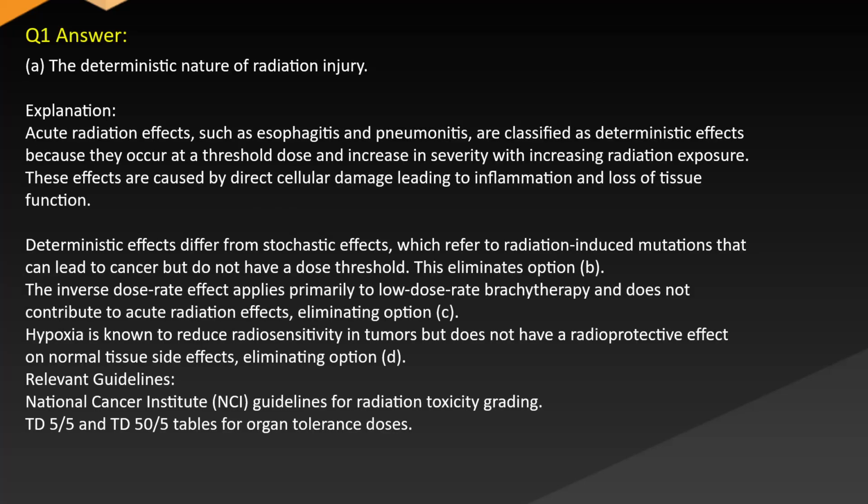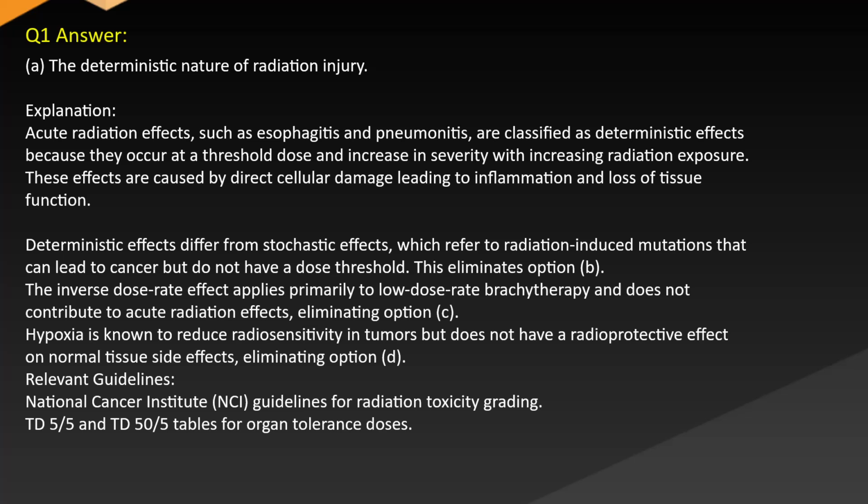Answer: A. The deterministic nature of radiation injury. Explanation: acute radiation effects, such as esophagitis and pneumonitis, are classified as deterministic effects because they occur at a threshold dose and increase in severity with increasing radiation exposure. These effects are caused by direct cellular damage leading to inflammation and loss of tissue function.